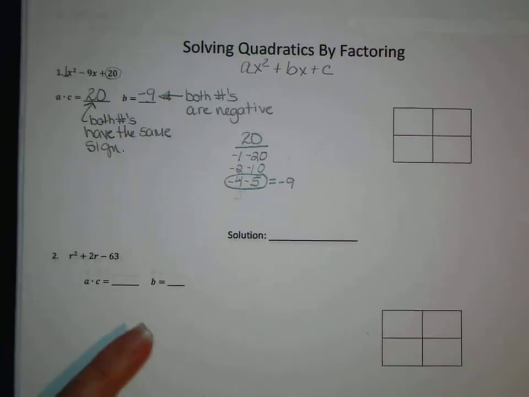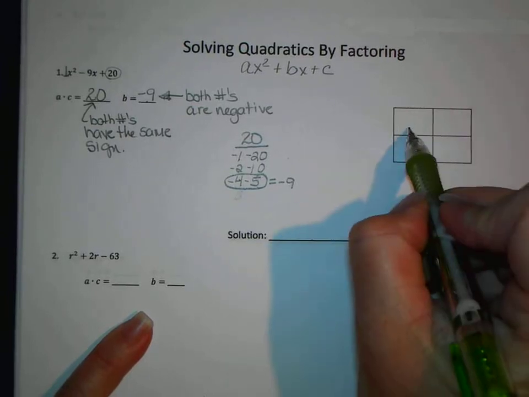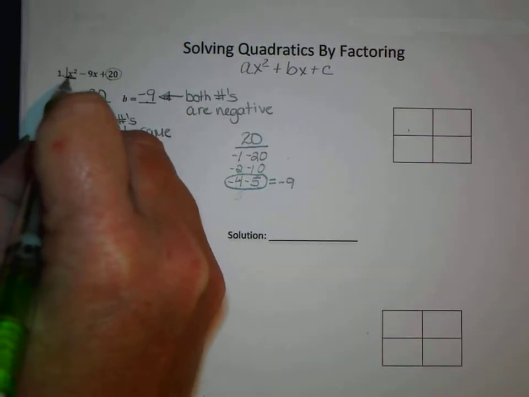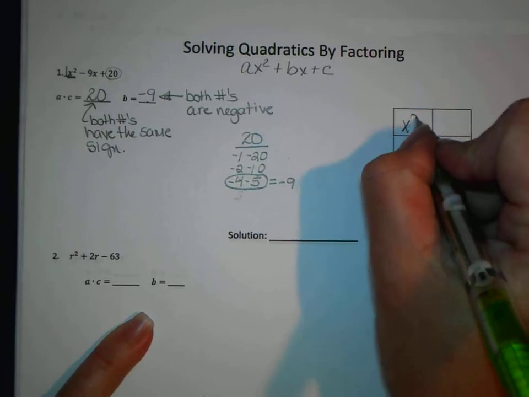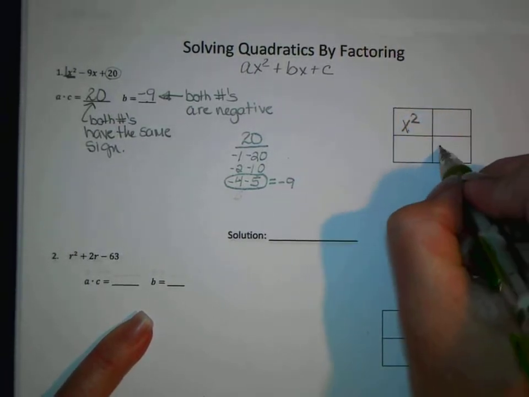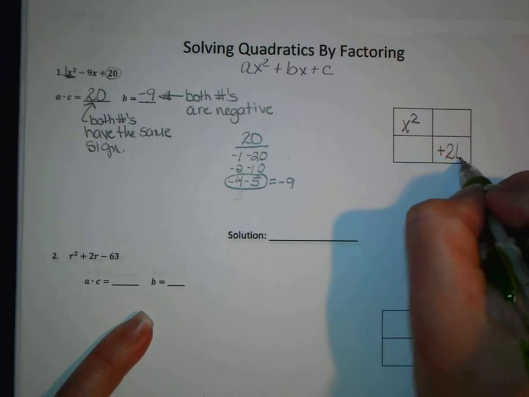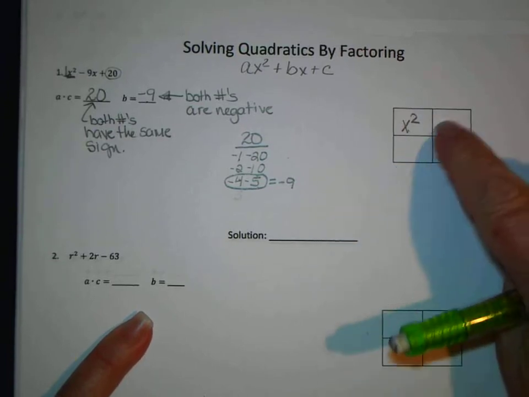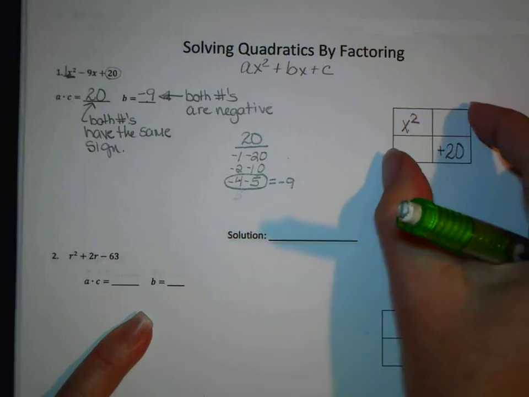Now, how do you fill this box? Well, in the top left-hand corner, you're going to put the first term of the equation, so x squared. The bottom right-hand corner, you're going to put the number from the end of the equation. Now, these two boxes here, the diagonals, are what we're going to put together to get -9.